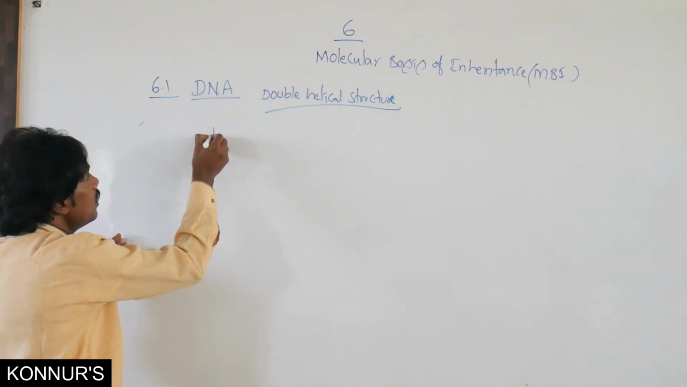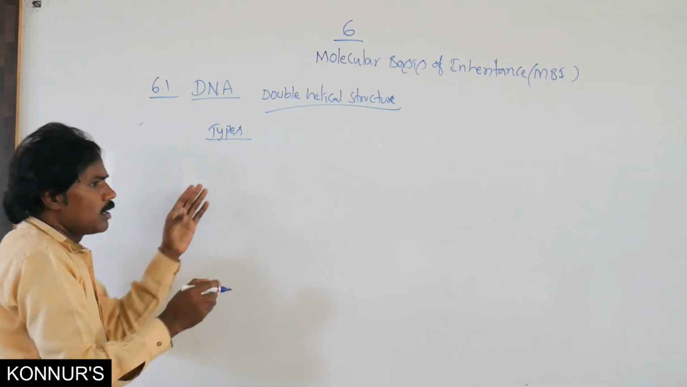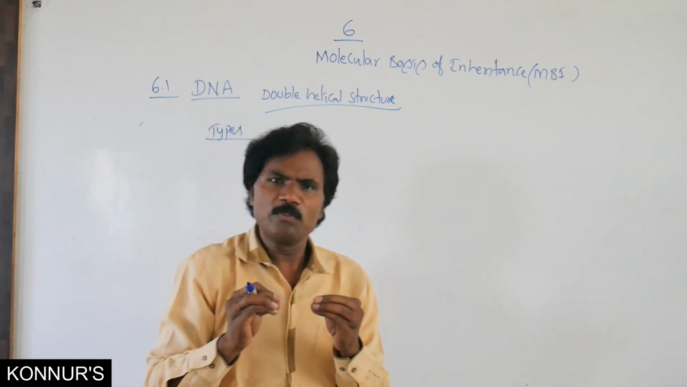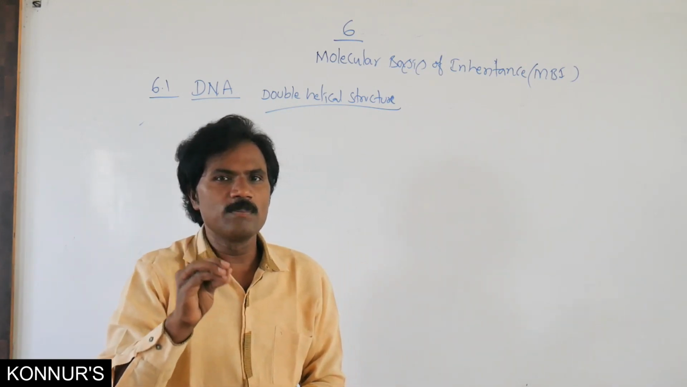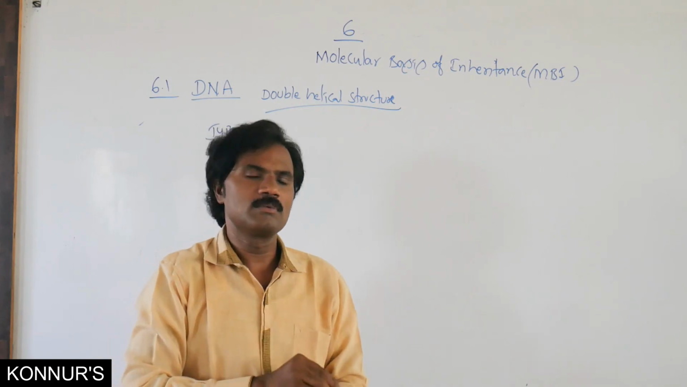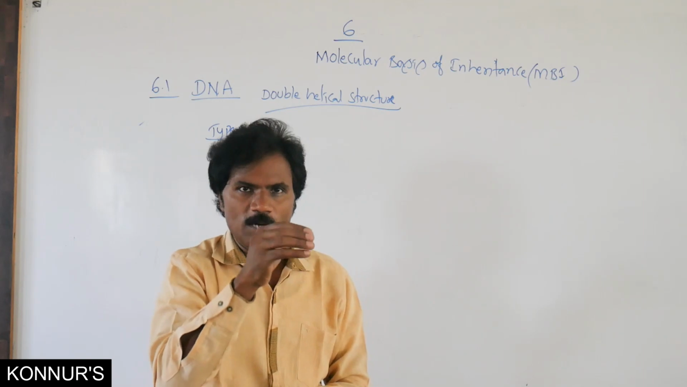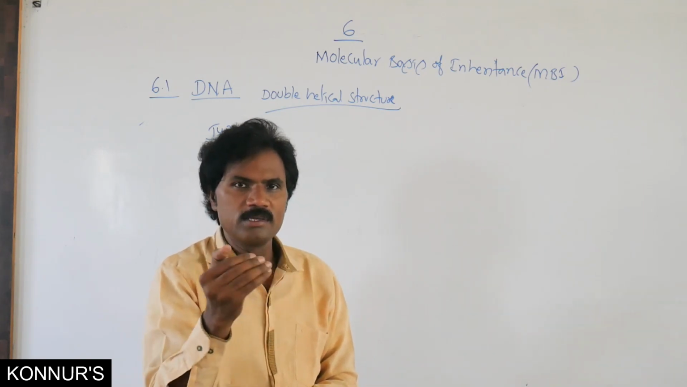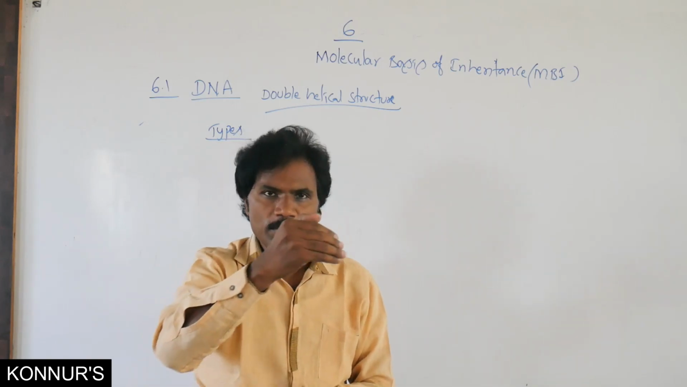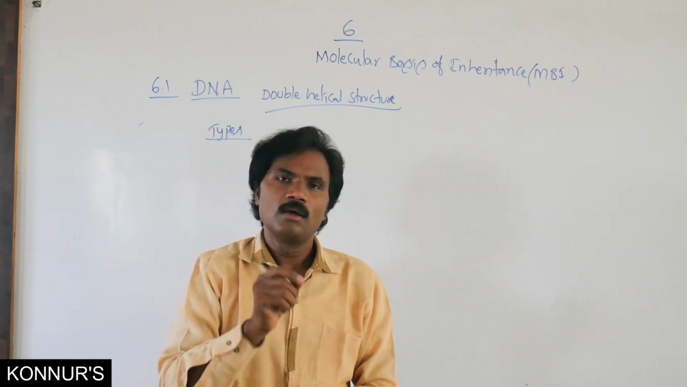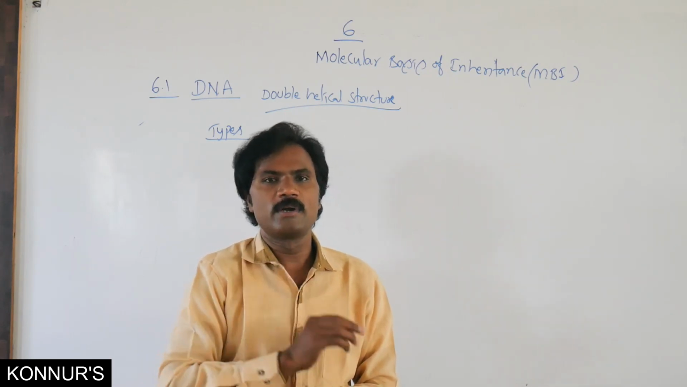Before that, what are the types present? Most common type, very important from the exam point of view. What is the most common type of DNA present in most organisms? Then your answer is, they give options: A DNA, B DNA, C DNA, D DNA, E DNA, Z DNA, like this. Many options they must give. Then you choose the correct option. B type of DNA is the most common type.